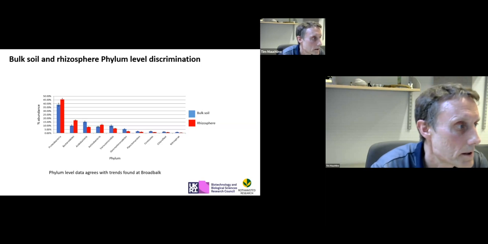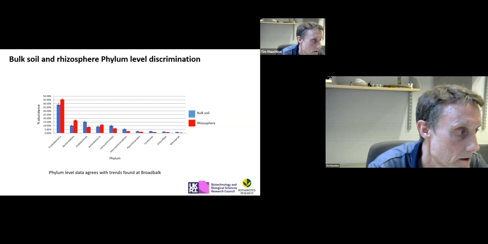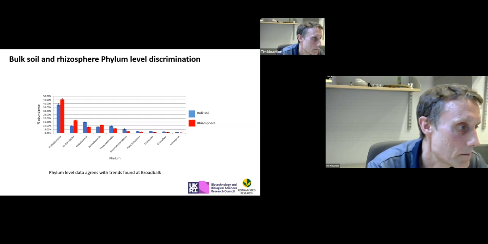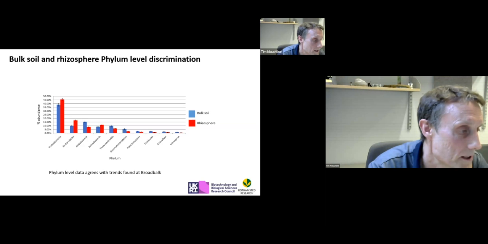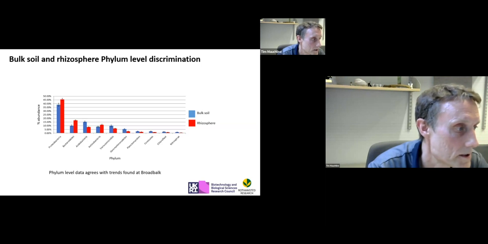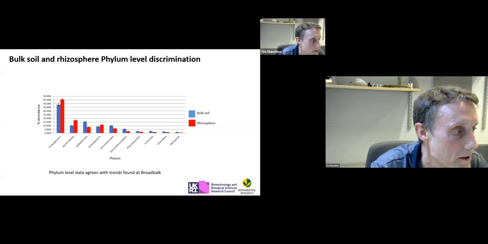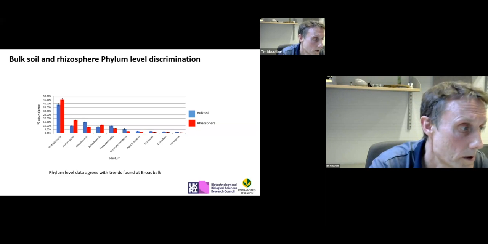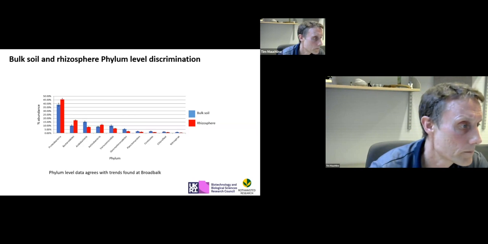what is the phylum level discrimination between the bulk soil and the rhizosphere? And we could see quite clearly, according to this, that there were differences in the abundance of the Bacteroidetes as well as the proteobacteria and the actinobacteria, with all of those being more abundant in the rhizosphere. But the same as the experiment at Broadbalk, we found that there were some phyla which were more abundant in the bulk soil. You can see here examples such as the acidobacteria and the verrucomicrobia.